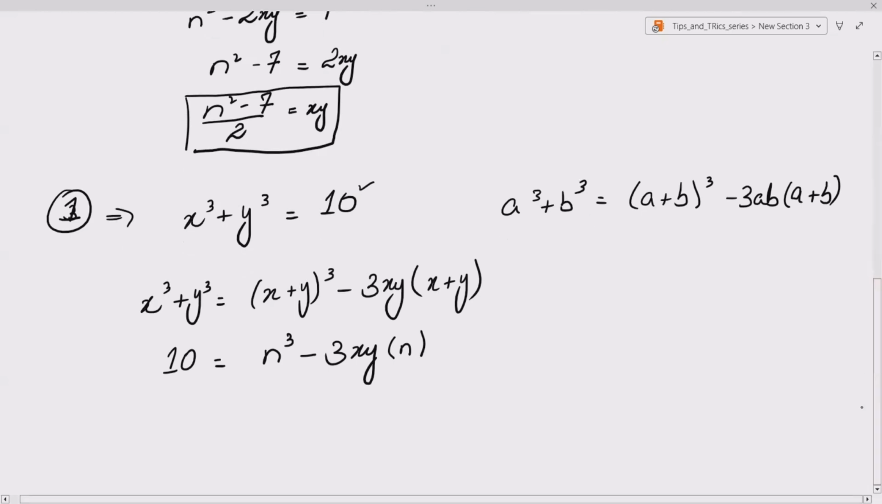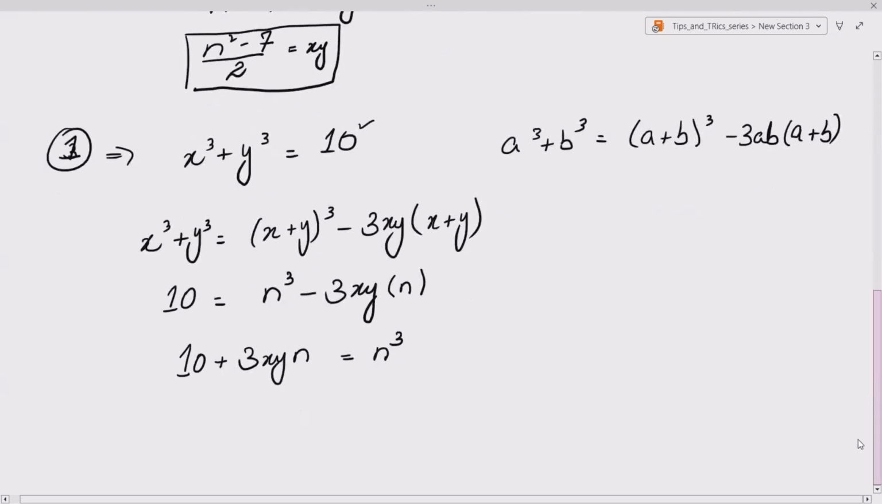So we can write this equation like this, that n cube remains as it is on its position. So 10 plus 3xy n equals n cube. Now what we can do is take the 10 as it is, and minus 3xy n, so n cube minus 10 equals 3xy multiplied by n as it is. Now n cube minus 10 divided by 3n equals xy.